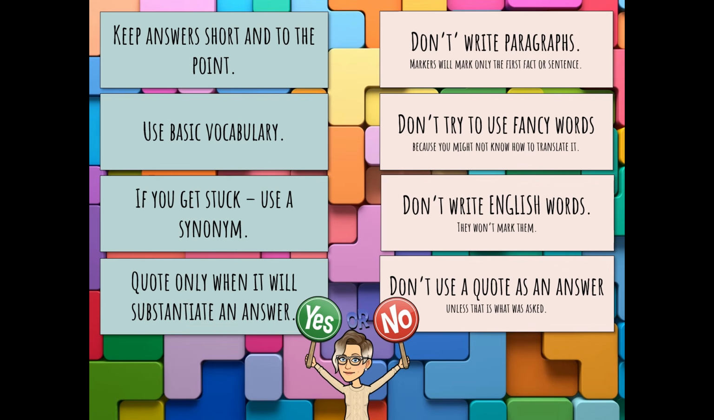If you get stuck, use a synonym. So if you get stuck on a fancy word, try and find a more basic word, because if you write down English words, they won't even look at it. They won't mark it. And then don't quote as an answer. So don't go to a passage. This is now for Leesbegrip or for poetry and your stories. Quote only when it will substantiate an answer. When there was a yes or no question or a true and false question, and you need to quote from the passage or from your book or novel or poem, then you can quote, but don't quote just to answer unless that is what is explicitly asked.